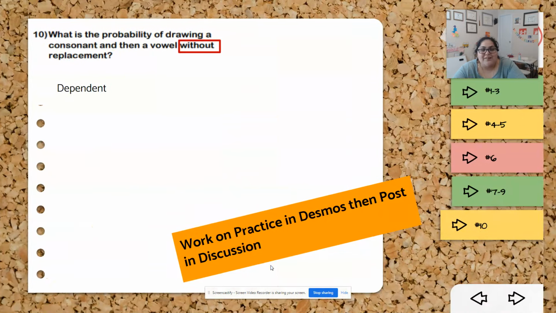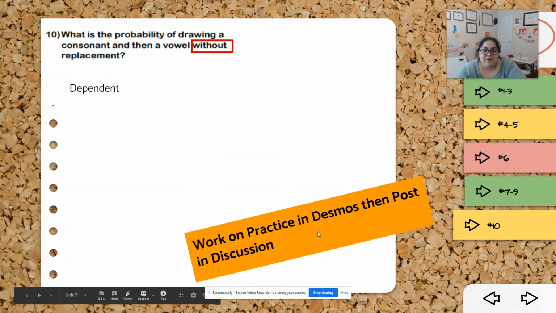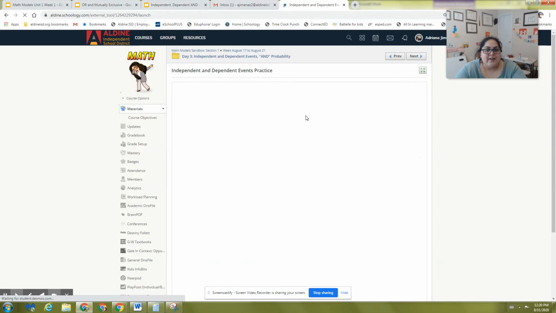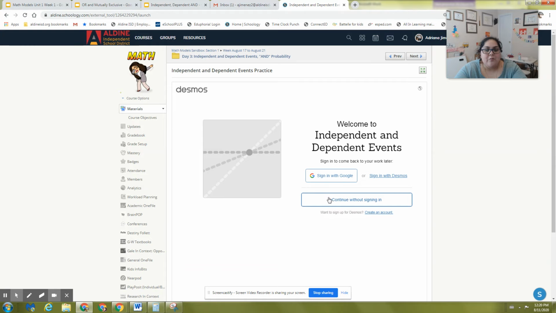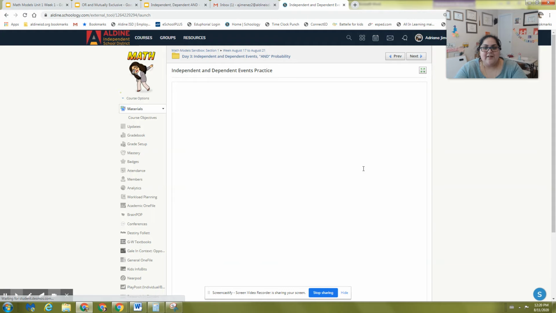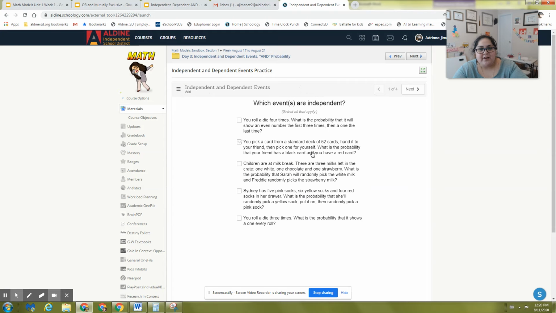Oh, sorry, I went too fast. Okay, so right here at the bottom is that you are going to work in Desmos and then post in the discussion. So let me exit this out real quick so that we can see how that looks. Okay, you have this right here, independent dependent events. I click on there. And you can sign in if you want, or you can just continue without signing in. You'll write your name. I'm going to put ADRI. And then right here, all you're doing on this part is just practicing. Can you identify this independent and dependent?